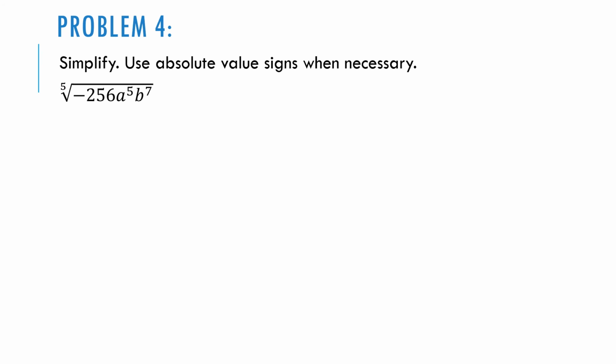Right? Last one, this time we have an index of 5. Now that's an odd index. We have a negative number inside. Therefore, we can pull that negative out. So now it's just positive 256, a to the 5th, b to the 7th.